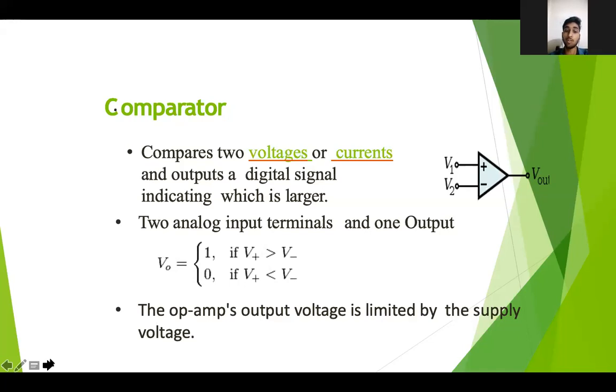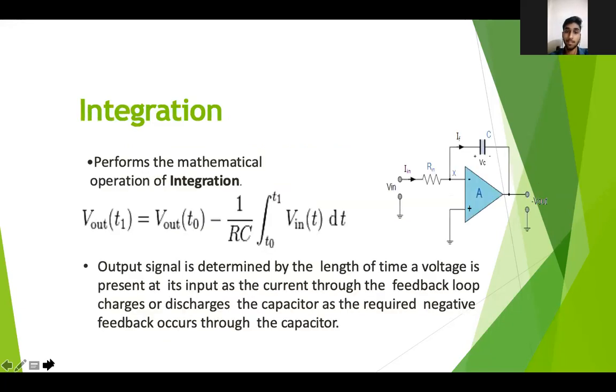V naught is equal to high, that is binary number 1, when the non-inverting terminal voltage is higher than the inverting terminal voltage, and the output is low, or binary number 0, when the input at the inverting terminal is greater than the input of the non-inverting terminal. And here the op-amp output voltage is limited by the supply voltage. That's all about comparator. Now next topic, integration.